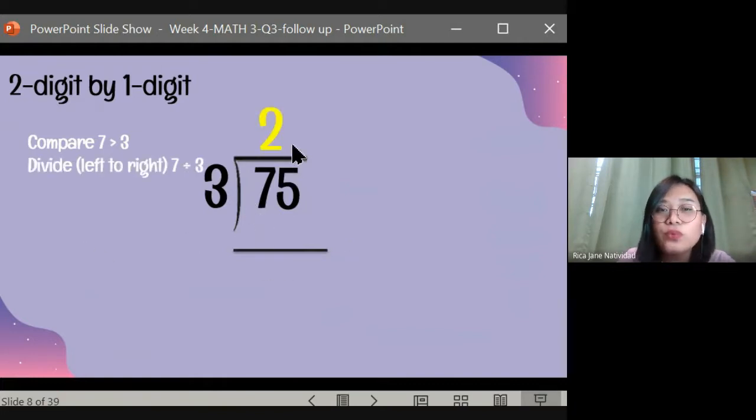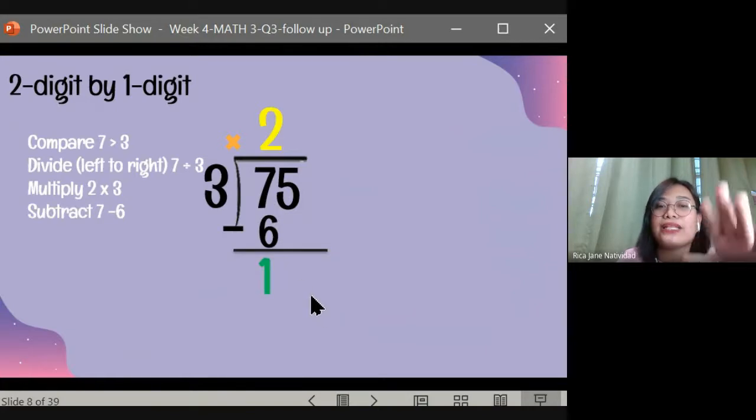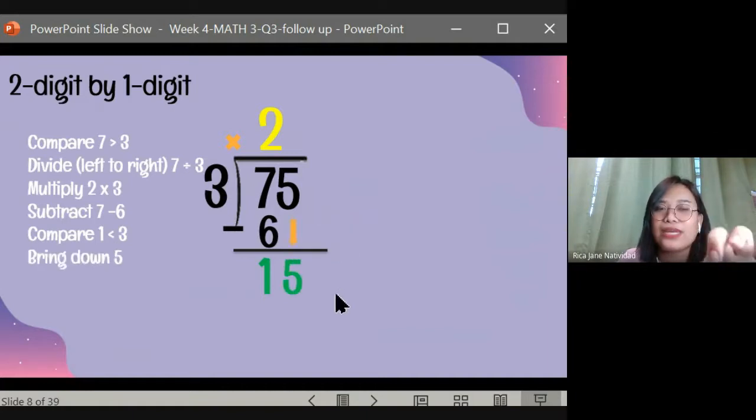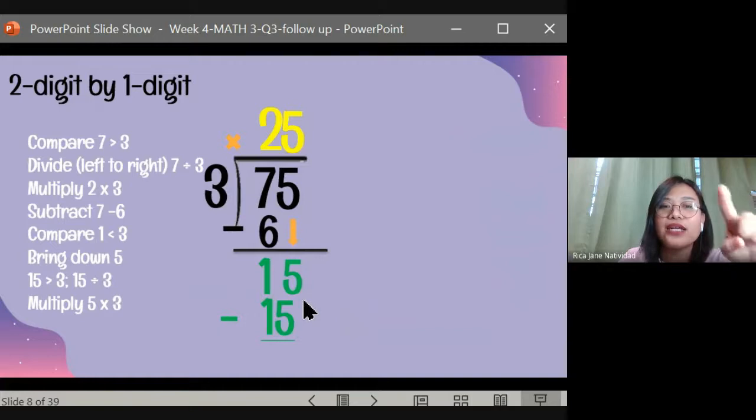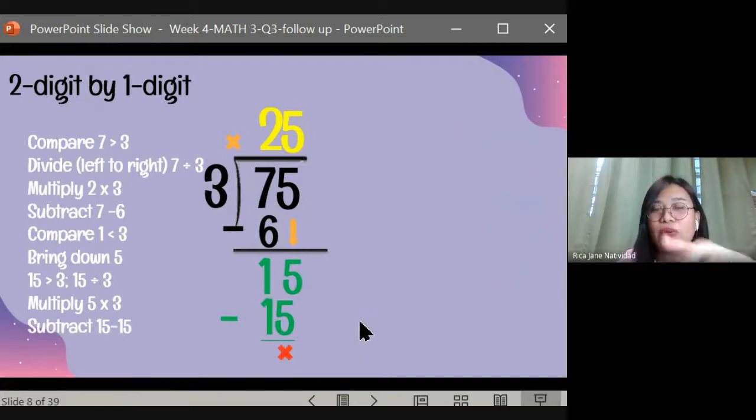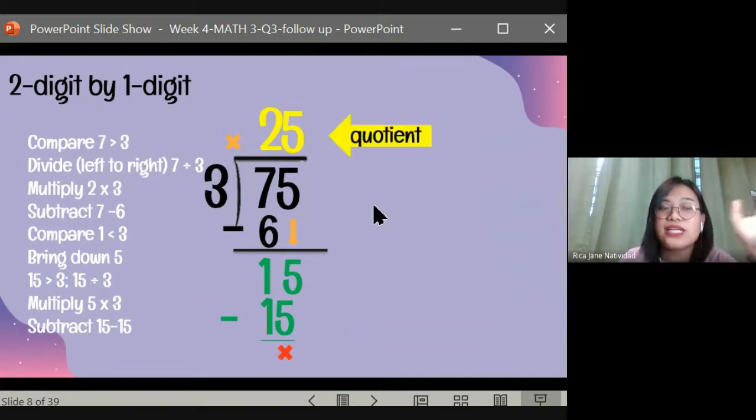Okay, so now we divide 7 divided by 3. We have 2. So multiply 2 times 3. It's 6. Next we subtract: 7 minus 6 is equal to 1. Since 1 is lesser than 3, then we bring down 5. Now we can divide 15 divided by 3. We have 5. Then we multiply again. 5 times 3 is equal to 15. Then subtract 15 minus 15. The answer is 0. We can write 0 or we can just mark X. Then the quotient now is 25.